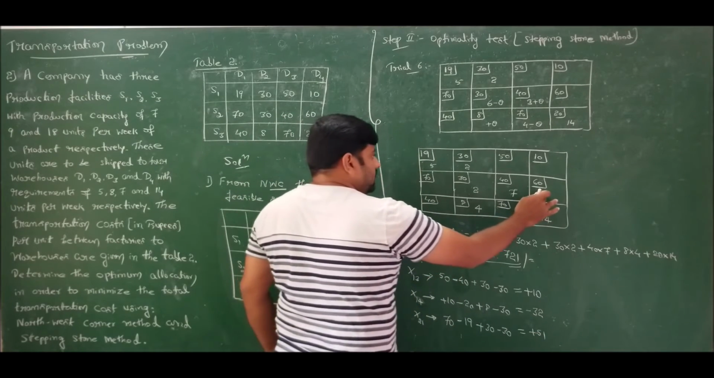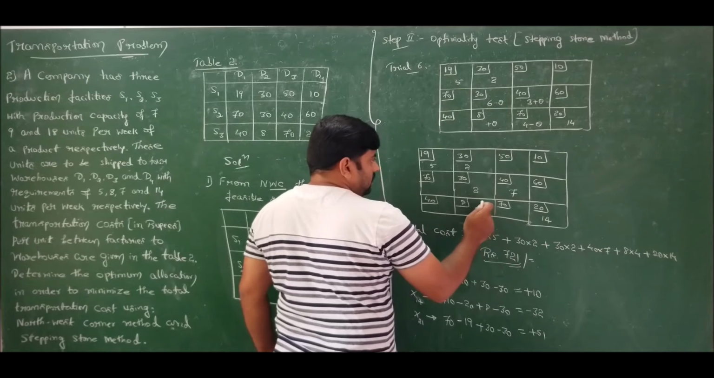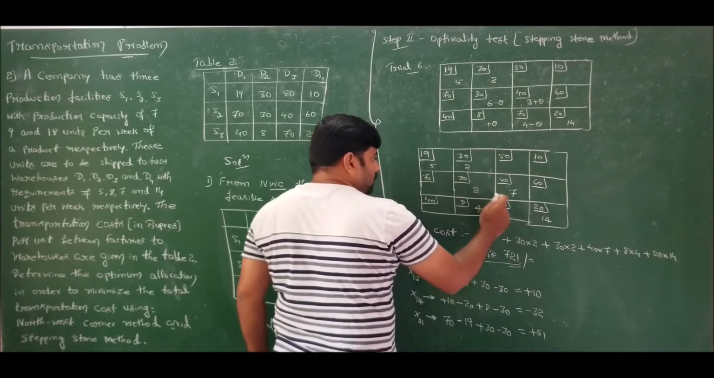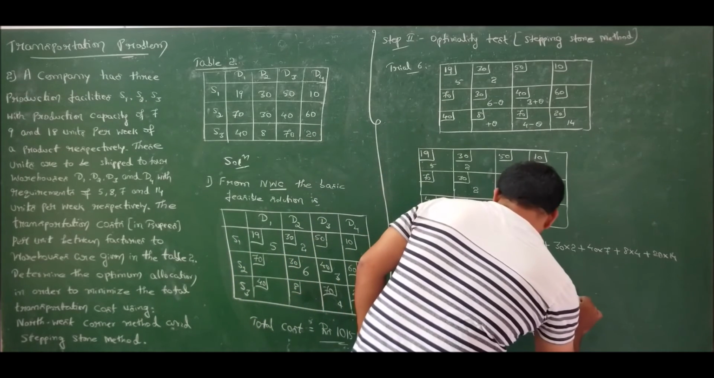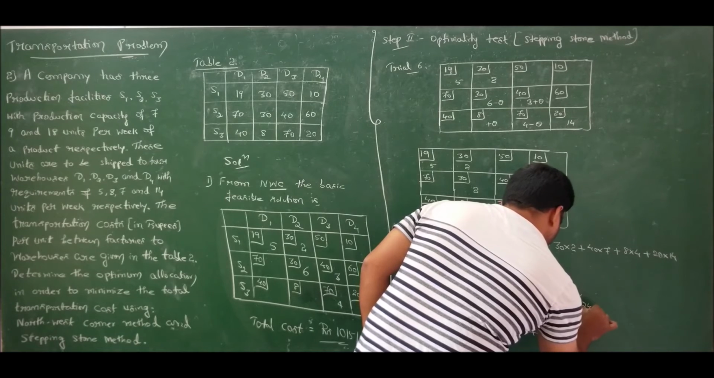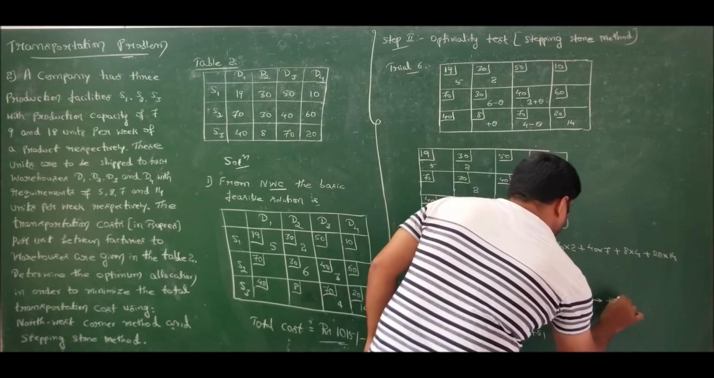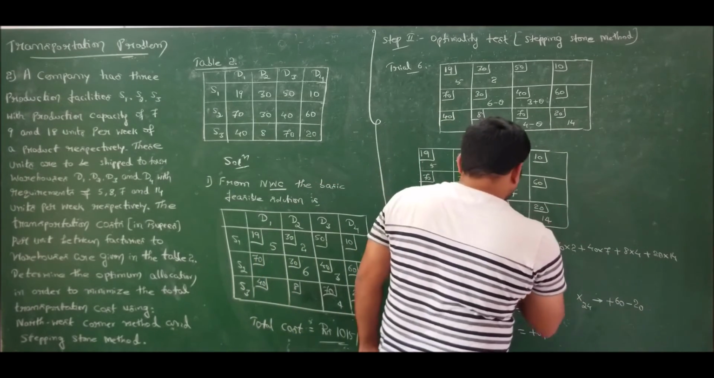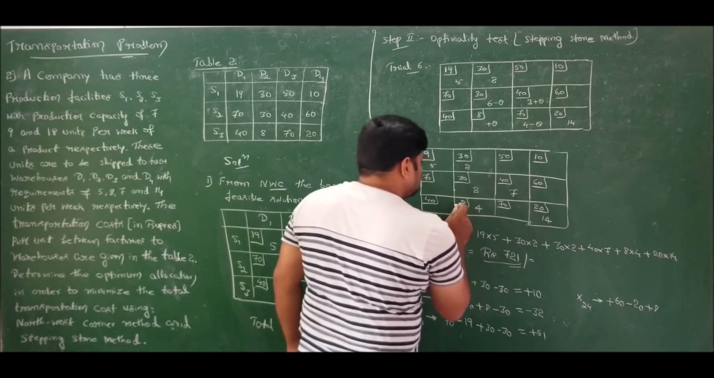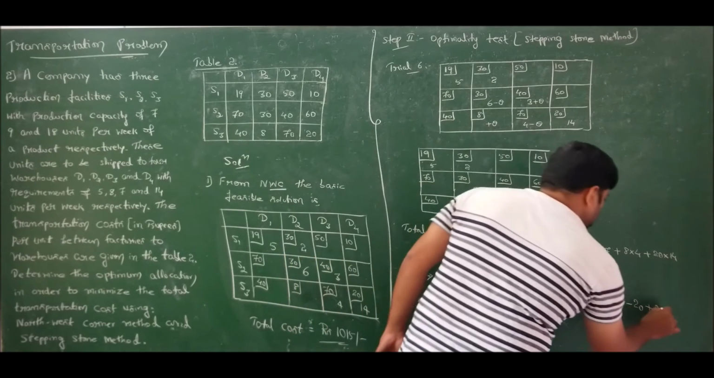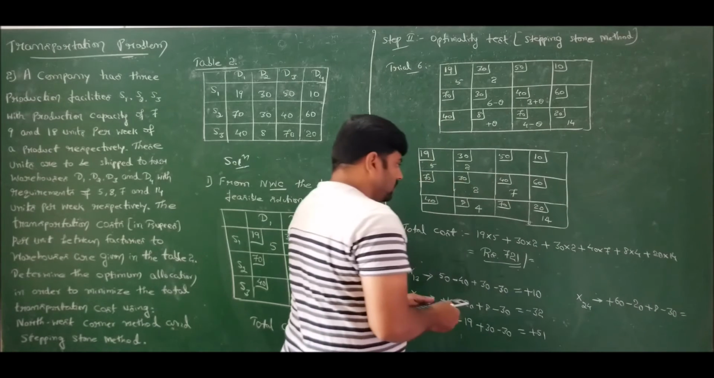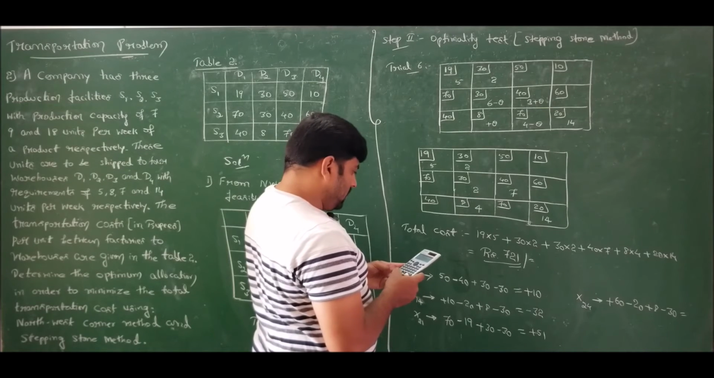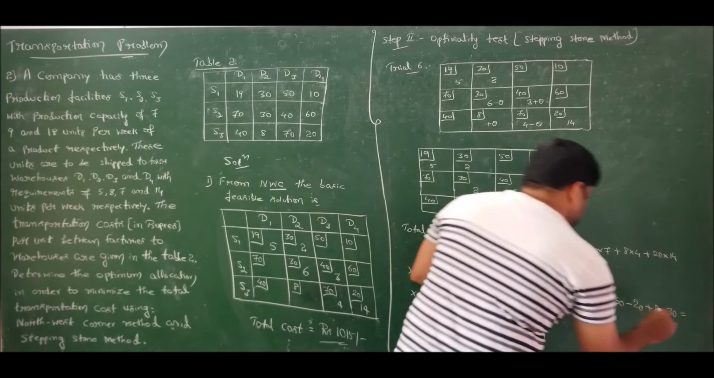Next, if I go and allocate here and create a loop, so I'll come down, come here, move up and join. So this will be the loop. Clear? So x24 will become plus 60 minus 20. Then I'll come here, that will be plus 8, I'll move up minus 30. That is plus 60 minus 20 plus 8 minus 30. This is plus 18.